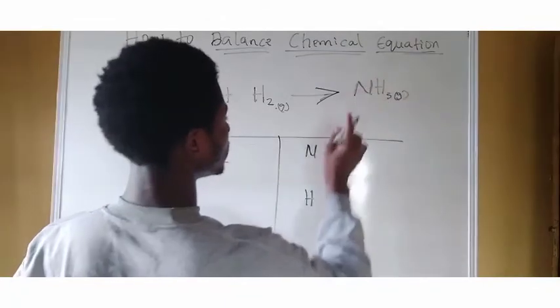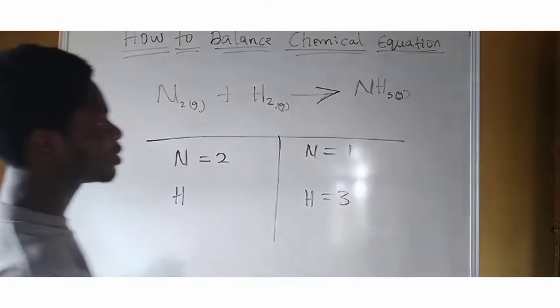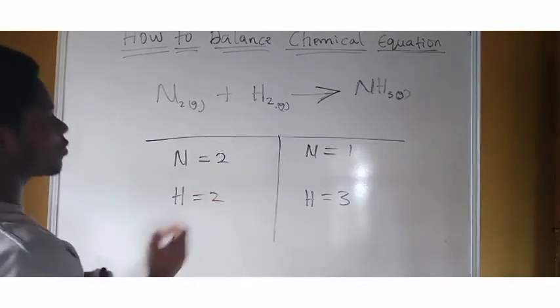So now 1 atom of what? Nitrogen. On this side we have what? 3 atoms of what? Hydrogen rather. So now on this side of the equation we have what? 2 atoms of what? Hydrogen.